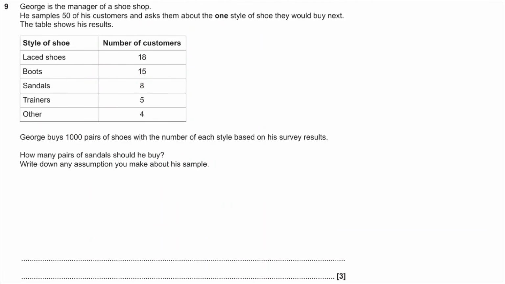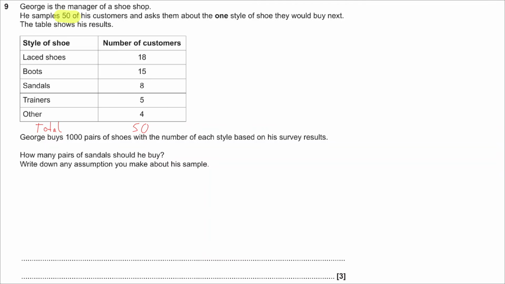We've got this. George is the manager of a shoe shop. He samples 50 of his customers. So these are going to add up to make a total of, let's do it in red actually, a total of 50. He samples 50 customers and asks them about one style that they would buy next. The table shows the results.